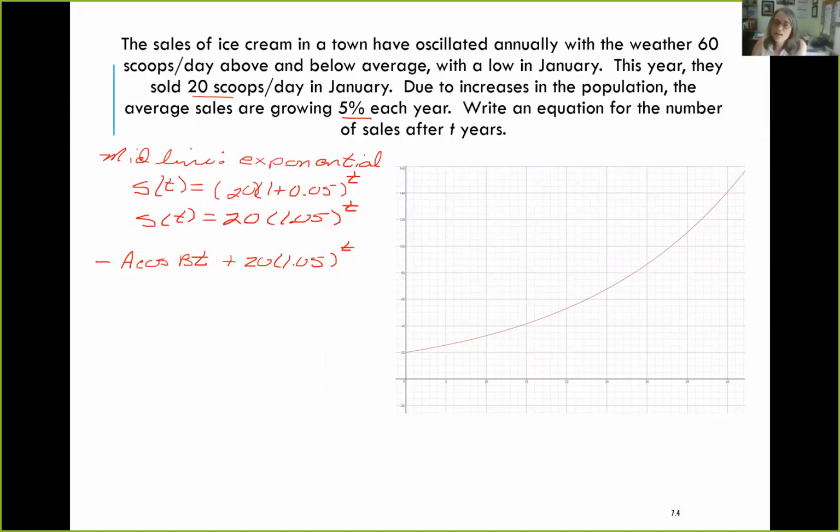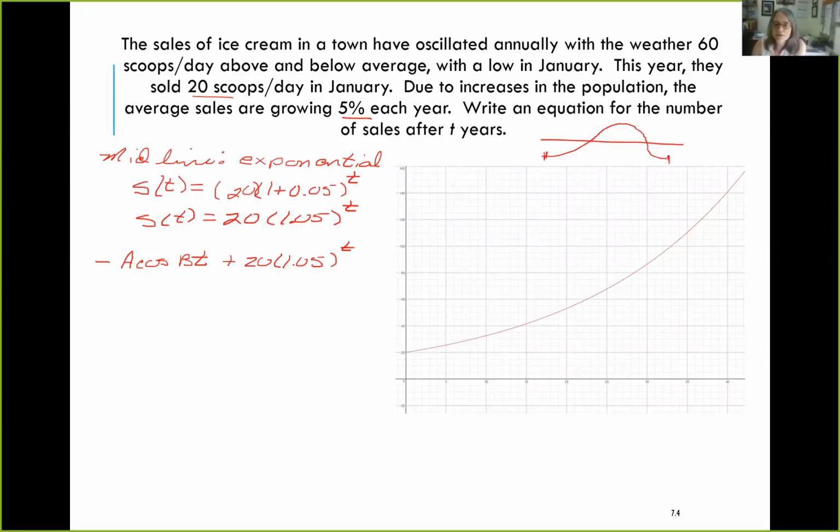We know that we're going to go from a low, so let's think about what this would look like without the increase. We would start at a low, go through a midline and a high, and come back down to a low. So that means we go through one complete cycle each year, so our period is 1.